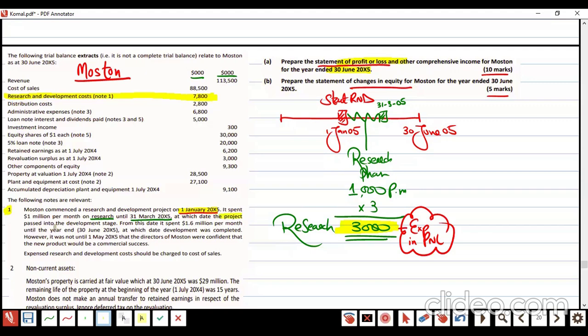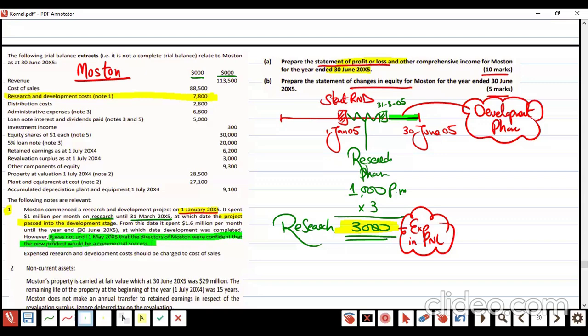Continuing, the project passed into the development stage. After this, this yellow now, this highlight is known as which phase? That is the development phase. Am I right? Okay, that is our development phase. For this, they did spend 1.6 million per month until June, at which the development was complete. But here is a very important line: it was not until May 1st that the directors were confident that the new product would be a commercial success.